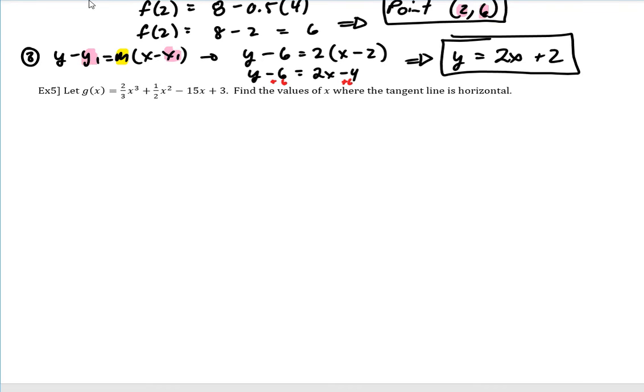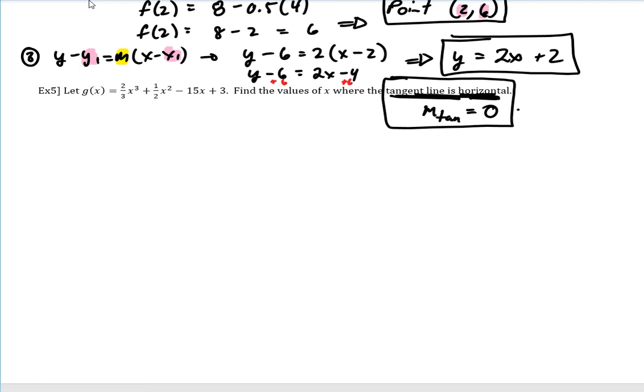So if it says find the values of x where the tangent line is horizontal, what this means is if you have a horizontal tangent line, that means your slope, your mtan, is 0. Okay, so a horizontal tangent line is always your slope is 0. If they tell you anything about the tangent line, so if they said find the values of x where the tangent line is 10, then you just do mtan equals that number. The horizontal one is just a special case though. So mtan equals 0 when it's horizontal.